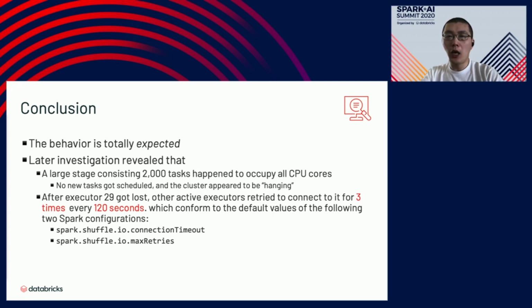And secondly, after executor 29 got lost, other active executors will try to reconnect to the lost executor 3 times every 120 seconds. And these two numbers actually conform to the default values of the following 2 Spark configurations related to shuffle connection retry. And in short, this whole behavior is totally expected.